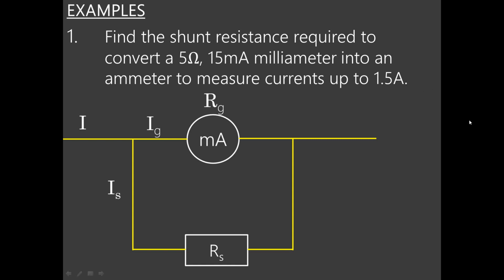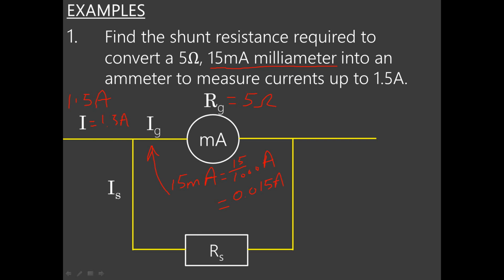So this is what we're going to do. This is 1.5 amperes. I hope that is clear. 1.5 amperes, that is our I. Then we are told that the resistance of the galvanometer is 5 ohms. IG, which is the full scale deflection, is equal to 15 milliamperes. Milli means divide by 1000, which is going to give you 0.015 amperes.